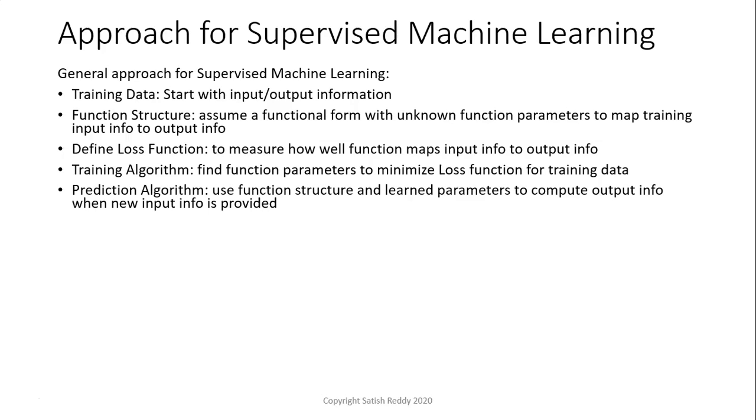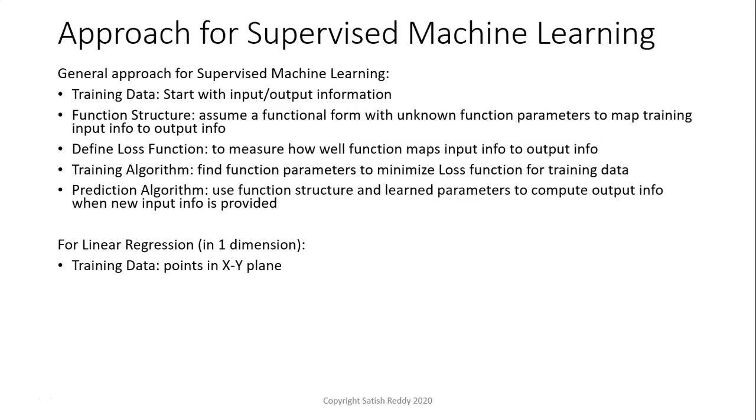Once we have the function parameters, we can then move on to prediction. Use the function structure and learned function parameters to compute output info when new input info is provided. So I know this is a bit abstract. Let's look at it in the context of linear regression in one dimension.